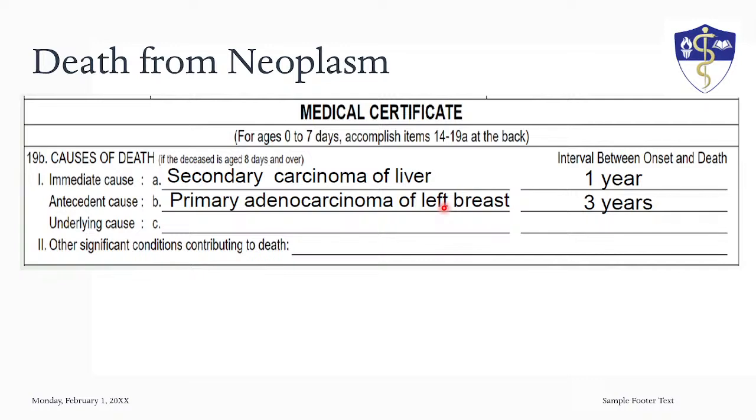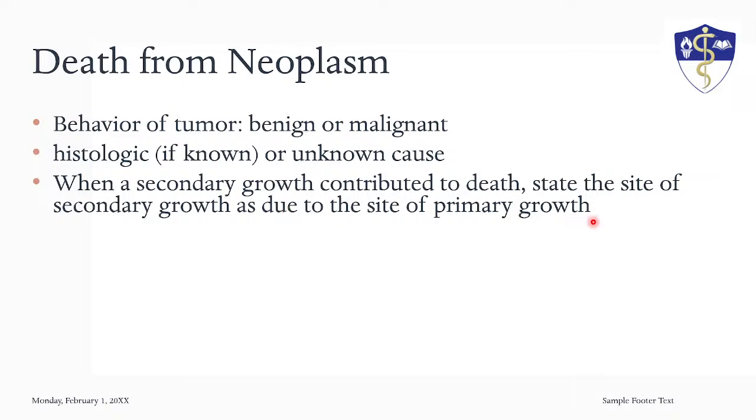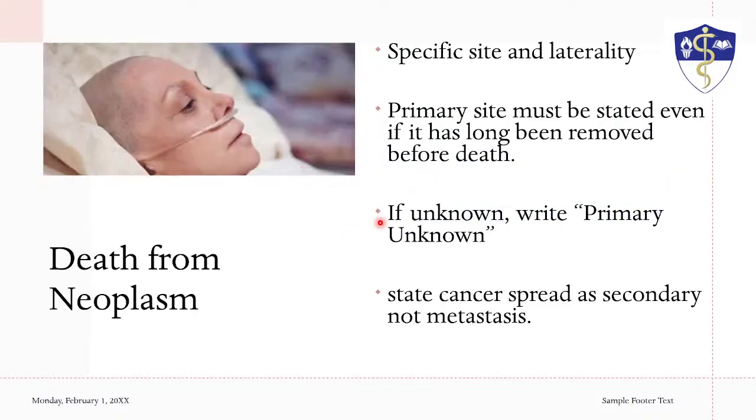It's easier to write down, especially pag death from neoplasm. So, pwede mo ilagay secondary carcinoma. If you write secondary carcinoma, there has to be the primary adenocarcinoma. So, previous that. That's what it means here. Secondary growth contributed to that. State the site of the secondary growth as due to the site of the primary growth. Okay, so place that. If primary is unknown, you write primary unknown.